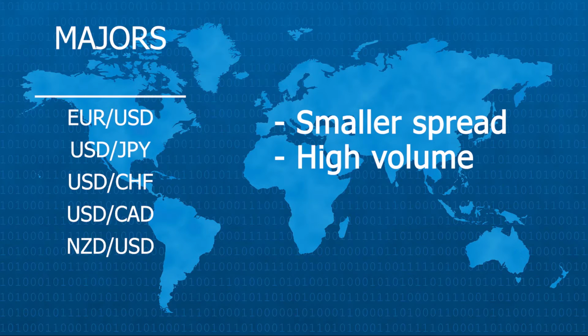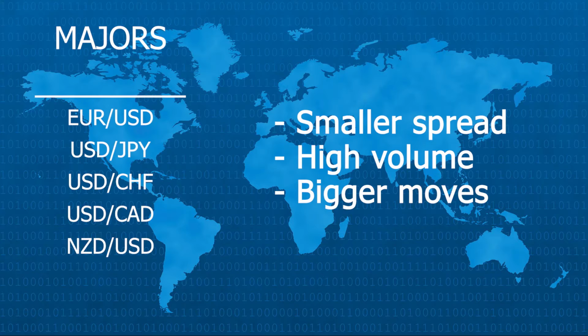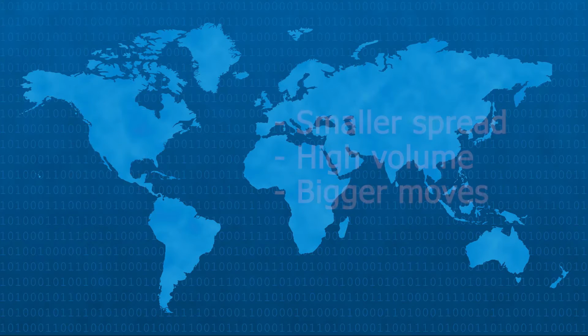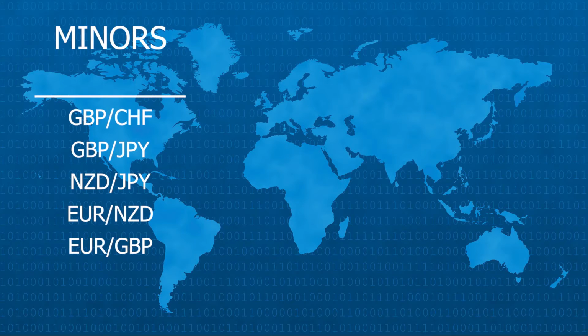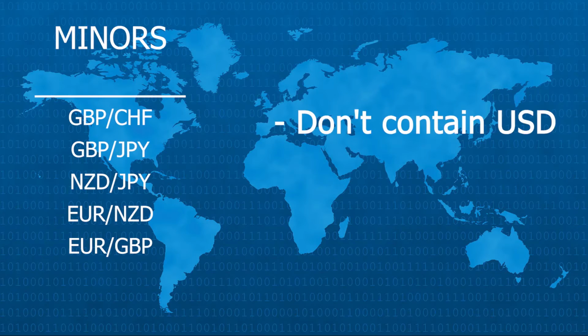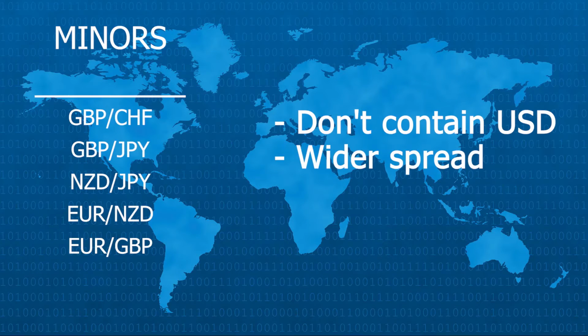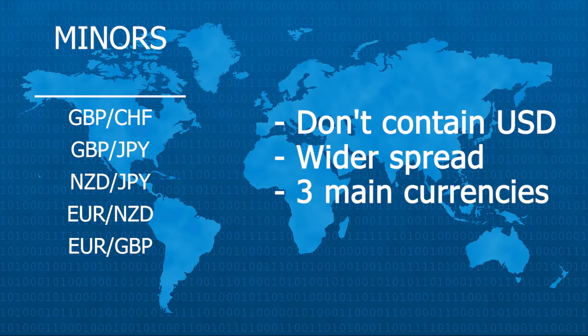In lower volume pairs, it may be more difficult to sell or buy a large position without causing the price to move significantly. We also know minor pairs, aka cross pairs: British pound Swiss franc, British pound Japanese yen, New Zealand dollar Japanese yen, Euro New Zealand dollar, British pound Euro. Minors are all pairs that consist of three main currencies such as Euro, Pound and Yen, and do not include the US dollar. They are very strong currencies from other countries with a stable economy and government.